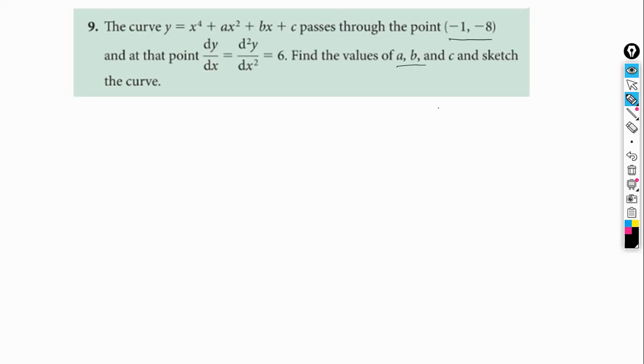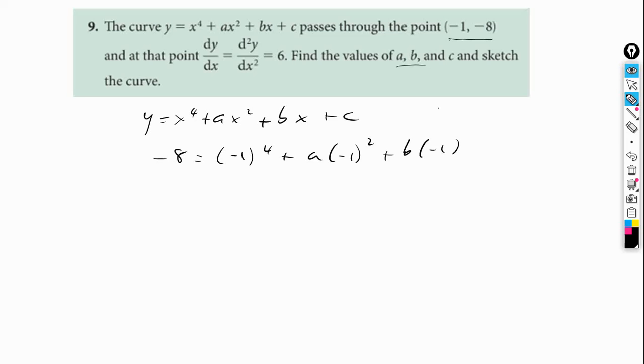Okay, so we have that for y equals x to the 4 plus ax squared plus bx, we have this point -1, -8. So that means that when x is -1, y equals -8. So -8 is equal to -1 to the 4 plus a times -1 squared plus b times -1, oh, and I forgot c, plus c.